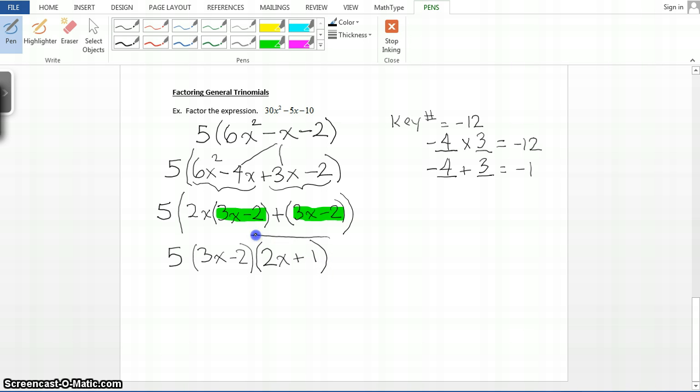So this is your final answer, that greatest common factor of 5 to begin with. And to factor this general trinomial using the grouping method with the key number, you split the middle term into two terms using those coefficients, and then you just do factor by grouping after that.